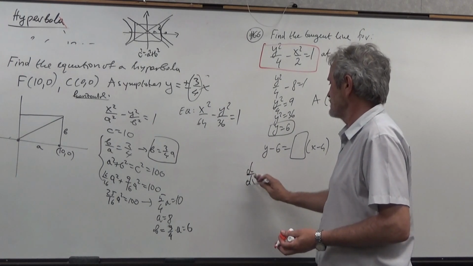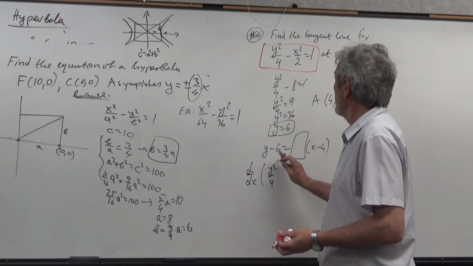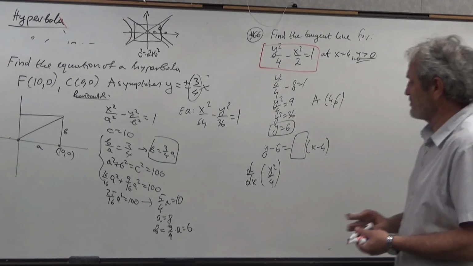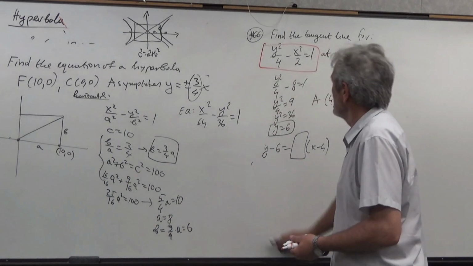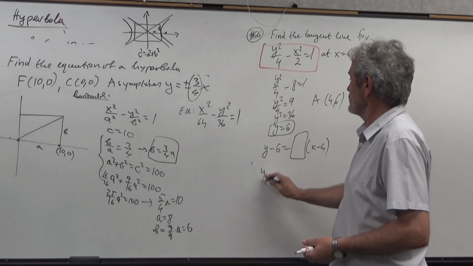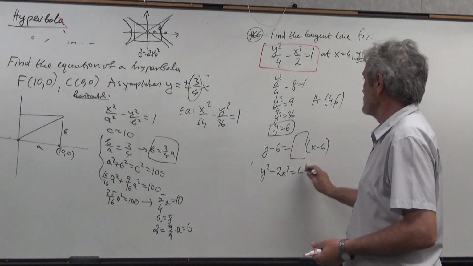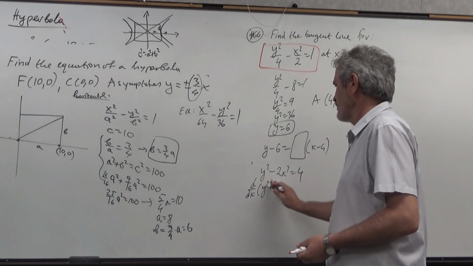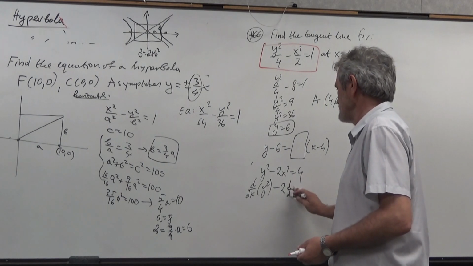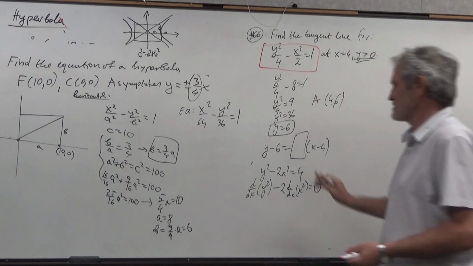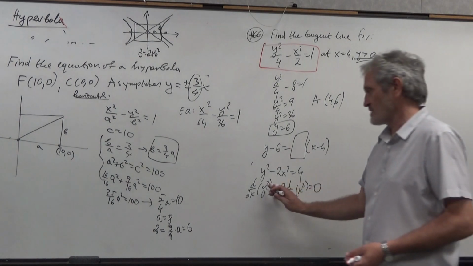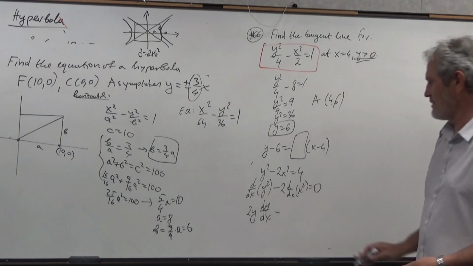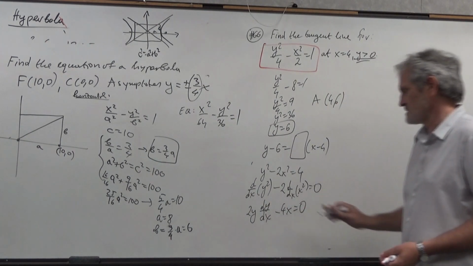So what would that be? d over dx of y squared over 4... Maybe I should multiply by 4 actually. That doesn't matter, but if I multiply by 4, I get y squared minus 2x squared equals 4. It makes it cleaner. So d over dx of y squared minus 2 d over dx of x squared is 0, since the derivative of 4 is 0. Here y is a function of x, so it will be 2y dy/dx minus 4x equals 0.